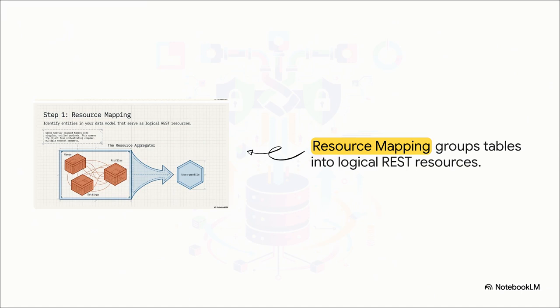Instead, we use a resource aggregator. By grouping these heavily coupled tables, we funnel them into a singular, unified REST resource. So a single logical JSON payload accessible at, say, /user profile. This completely spares the client from having to orchestrate complex multiple requests.